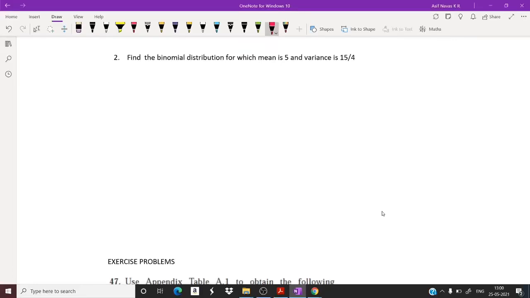Find the binomial distribution for which the mean is 5 and the variance is 15 by 4. So we have been given mean equal to 5 and variance equal to 15 by 4. We have to find out what the binomial distribution is. That means we have to find n, p and also P of x. If you know n and p, then we can write P of x.